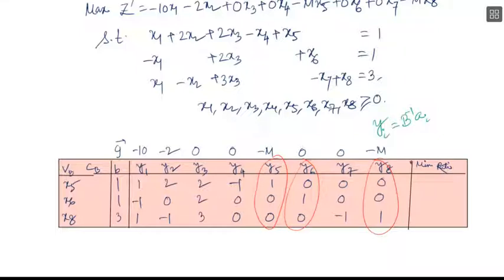Now, what are the costs of the basic variables x5, x6 and x8? We see cost of x5 is -m, cost of x6 is 0, and cost of x8 is -m. Now we calculate zj minus cj's.